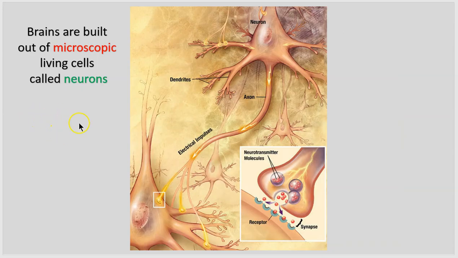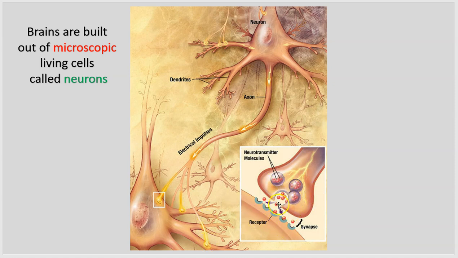Now, we know brains are built out of microscopic living cells called neurons. In this picture, we see a neuron up here, and we see a neuron down here in the bottom left, and we see that the top neuron is generating an electrical signal that is racing down the axon of the neuron. The electrical signal goes to all of the terminals at synapse sites, and when the electrical signal gets to the terminal, chemicals are released, as you see in this picture here.